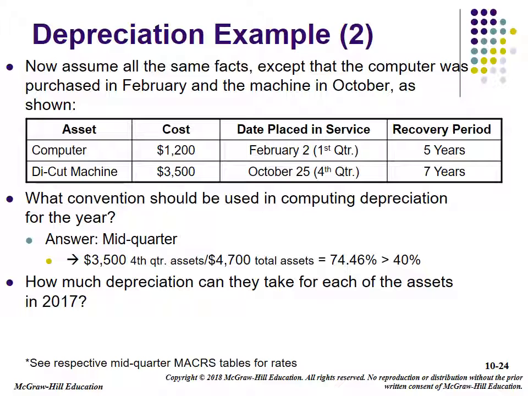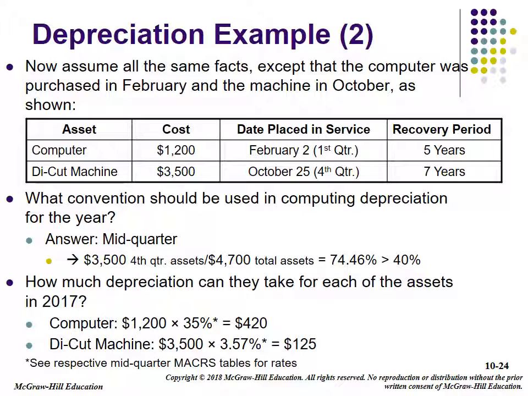What if the amounts were reversed? Well, we saw that already. I went through an example, but here you could see it. $3,500 was purchased in the fourth quarter of all the personal assets purchased, $4,700. So more than 40% were purchased. So you will be using the mid-quarter convention.